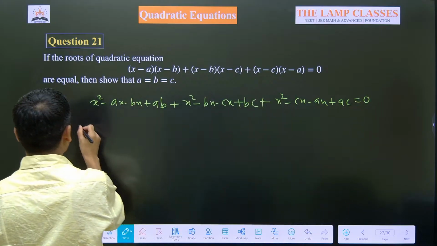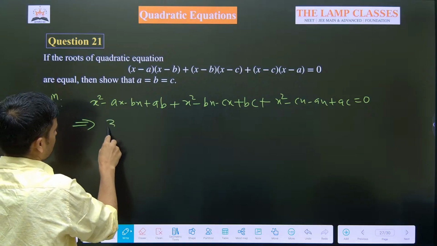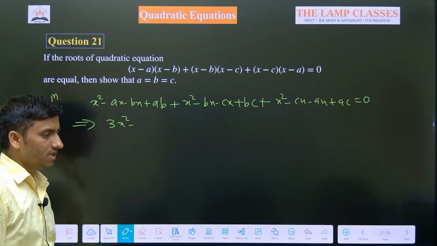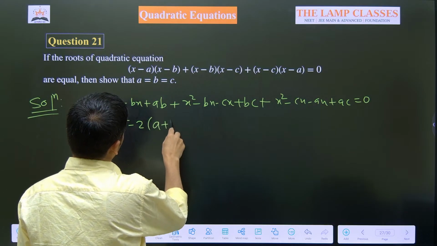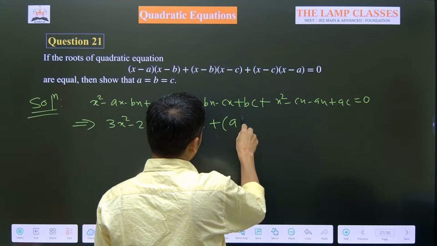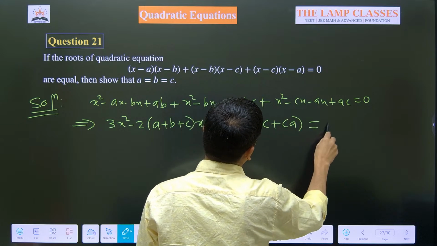If we write it in the standard form, we are getting 3 times x square, minus, a is coming 2 times, b is 2 times, and c is 2 times. So can I say it's minus 2 times a plus b plus c into x plus the constant is ab plus bc plus ca is equal to 0.